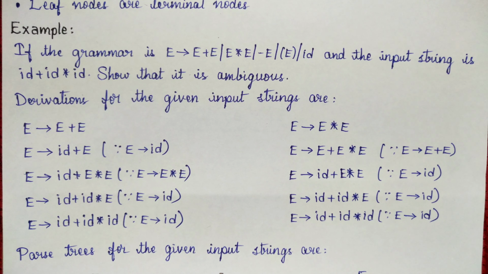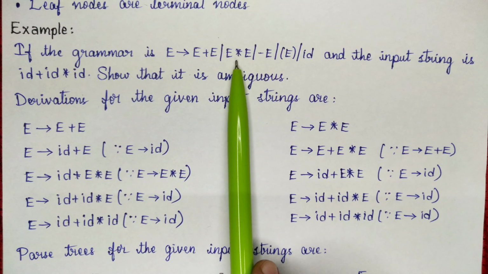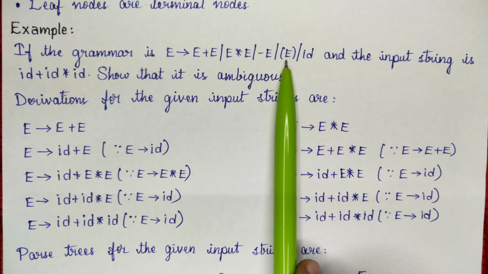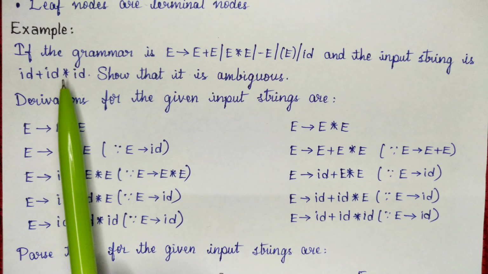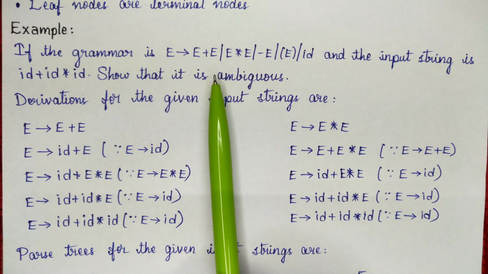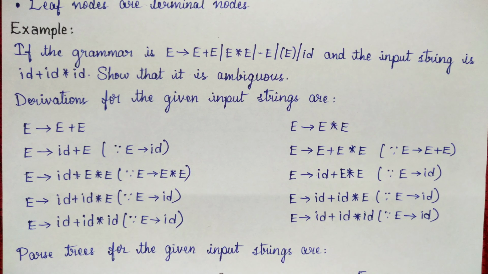Let's see an example for ambiguity. Let's consider the grammar E produces E plus E, or E into E, or minus E, or within parentheses E, or ID, and produce the string ID plus ID into ID. So with this grammar we can construct two parse trees to produce that string. Let's see the derivations for the trees.